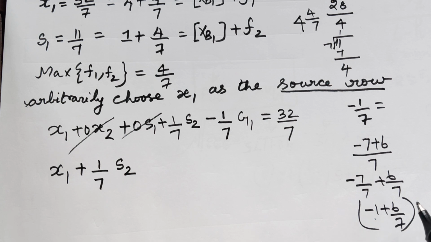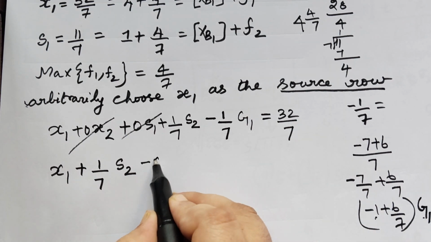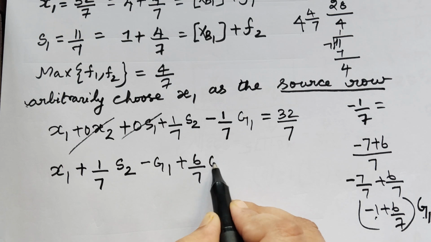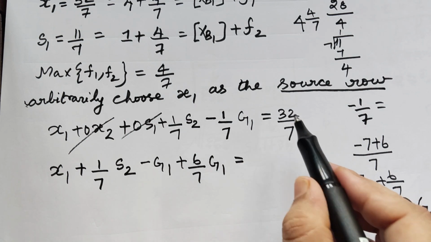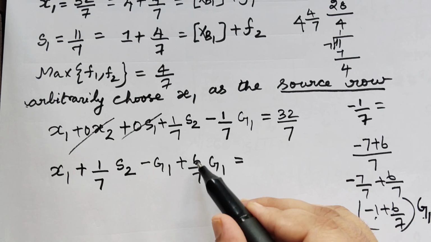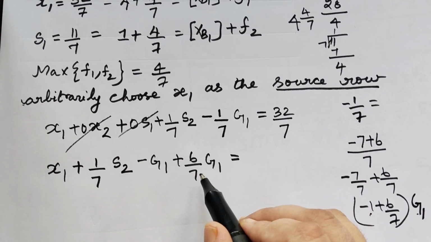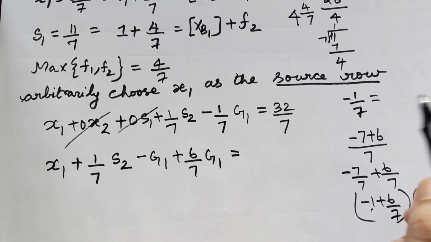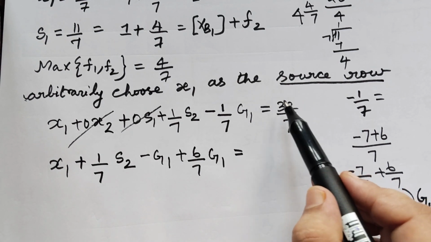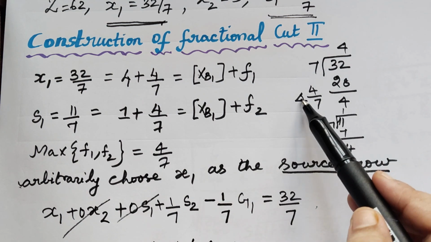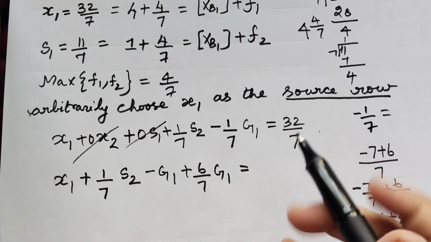We have to multiply g1 with it. So minus 1 into g1 we get minus g1, and then plus 6 by 7 multiplied with g1 will give us plus 6 by 7 g1, equal to 32 by 7. After rewriting it like this, the fractional part is positive now. That is very important. And 32 by 7, because the numerator is greater, we have to divide it, and we already saw that, it was 4 by 7. So it can be written as 4 plus 4 by 7.